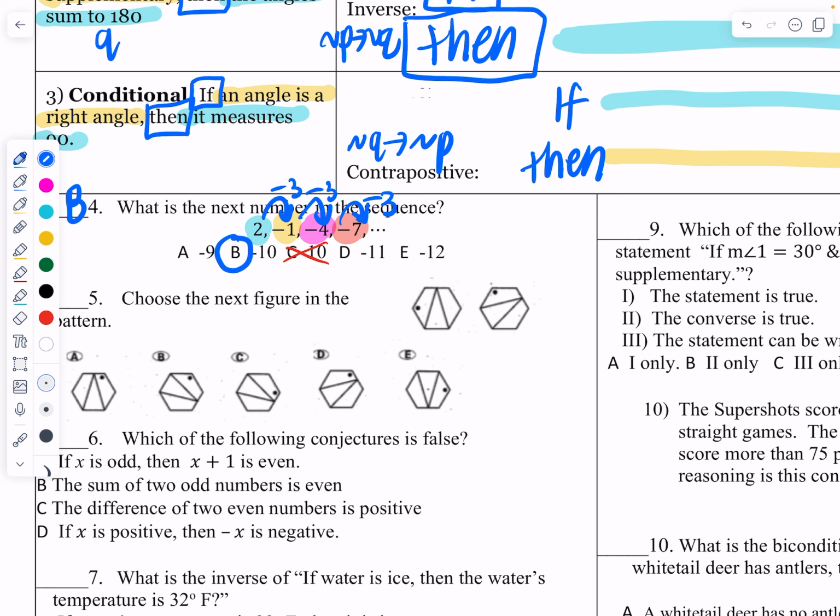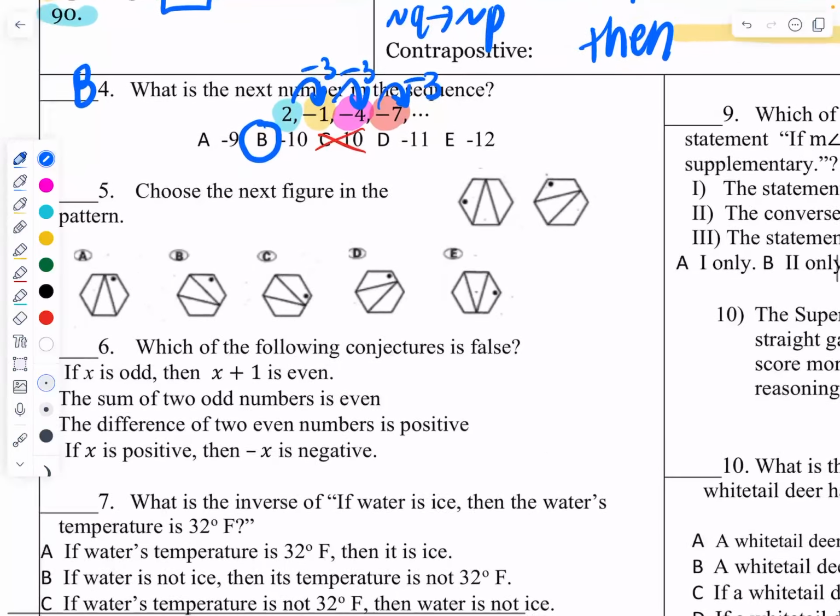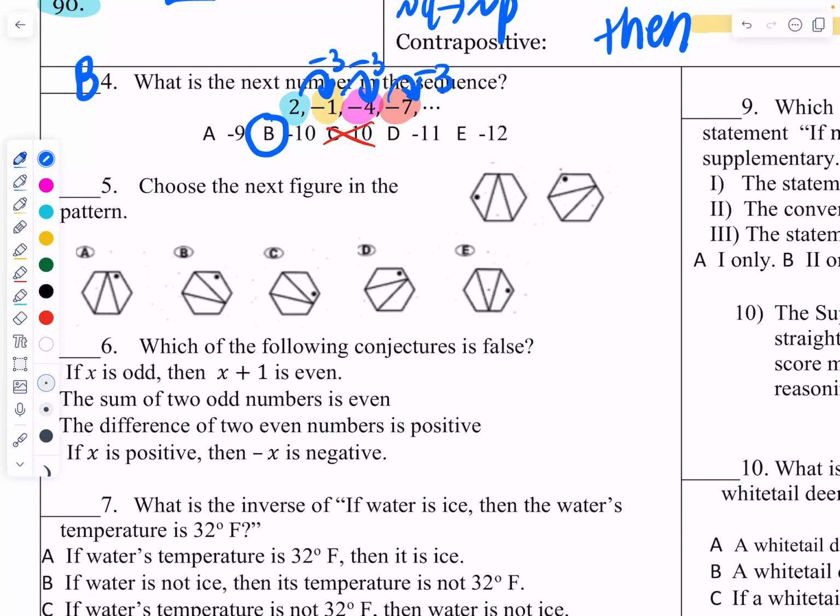All right, this is an interesting figure. It says choose the next figure in the pattern. So we've got this hexagon, and it's got a triangle in it, and it looks like the triangle is turning. So it starts straight up and down, and then it turns to the left. So if it turned again, which way would it be facing? It's going to be one of these. So I can already go ahead and cross out, just process of elimination. We know it's not A, we know it's not D, we know it's not E.